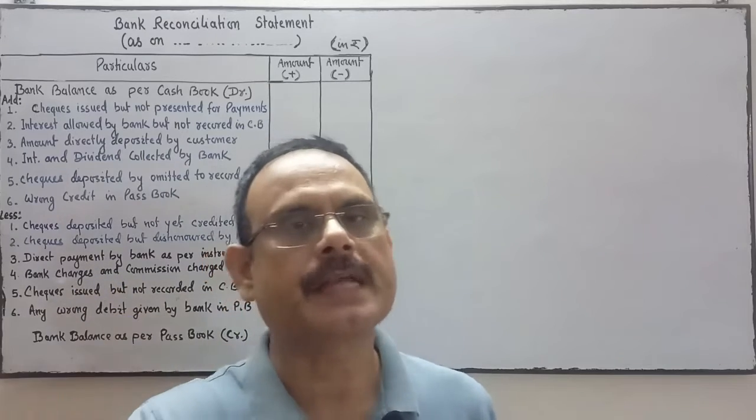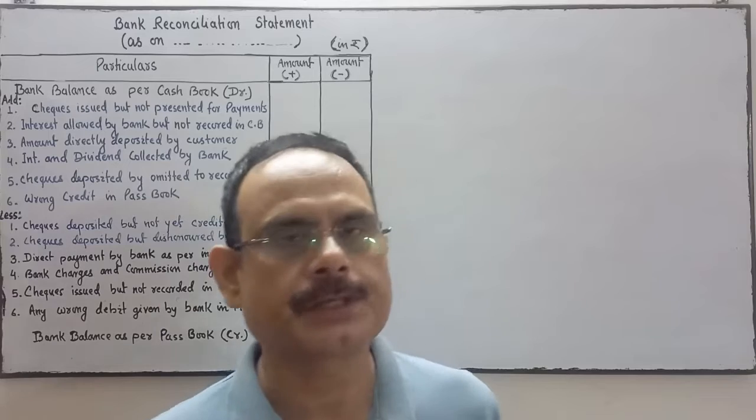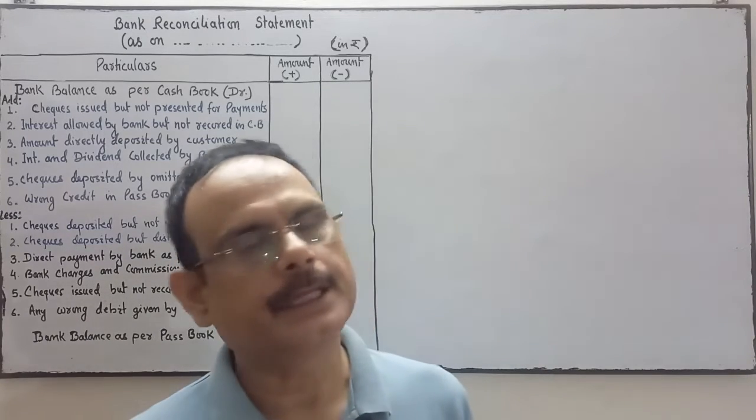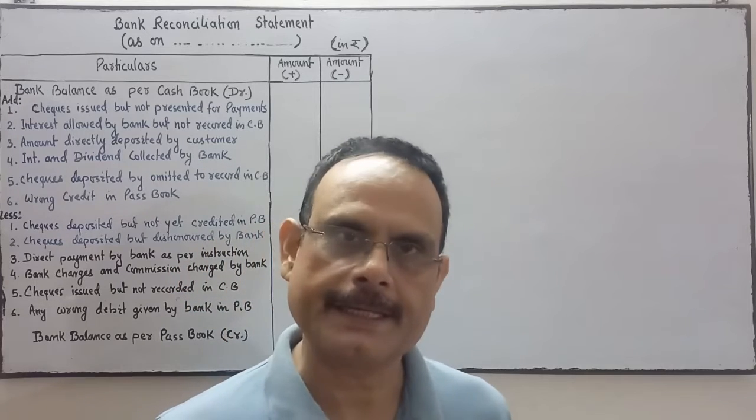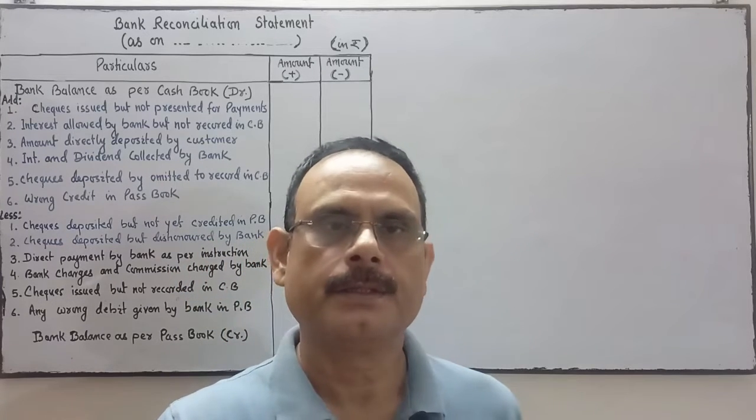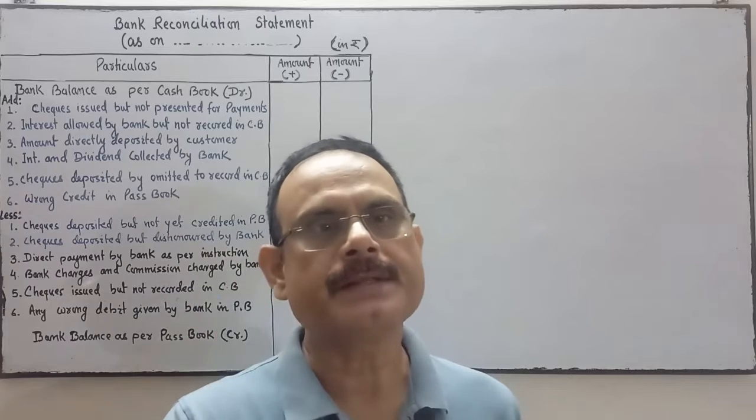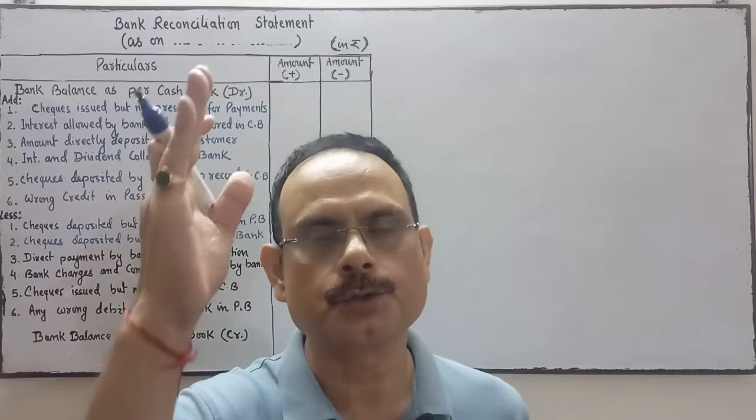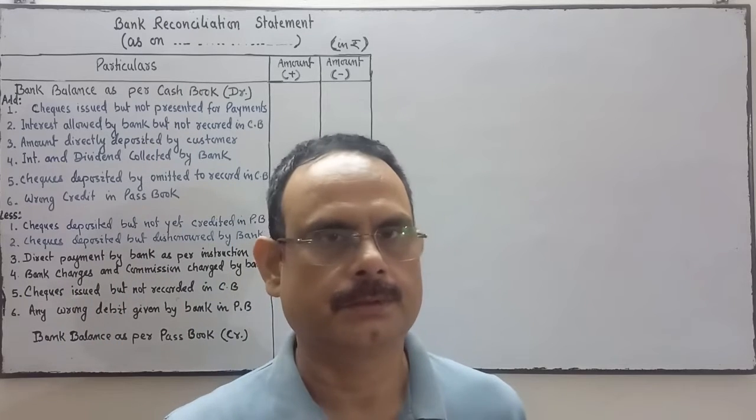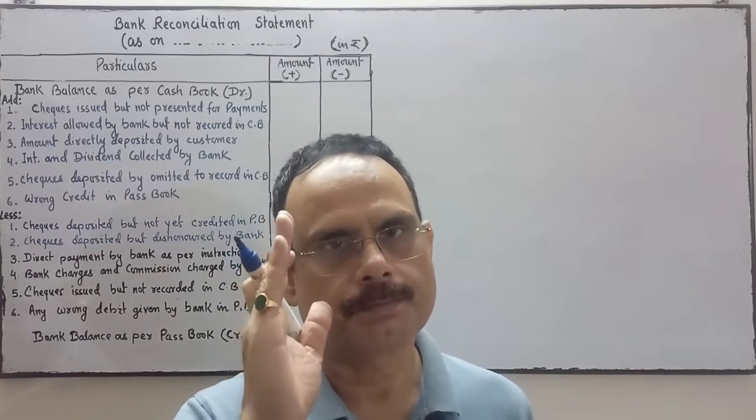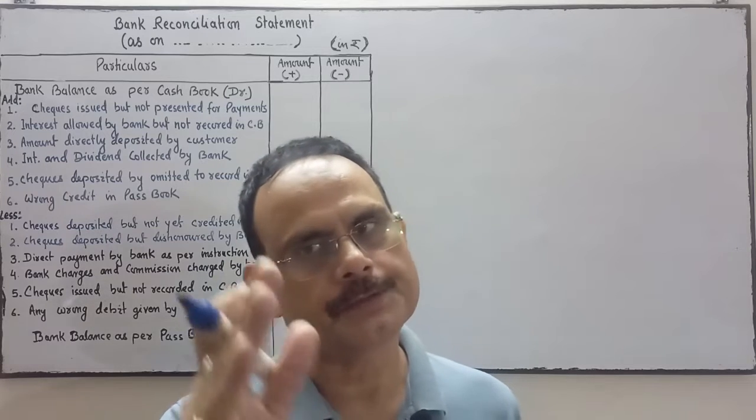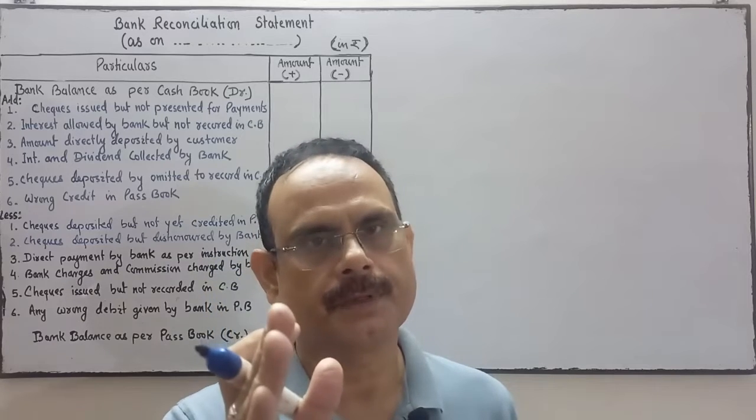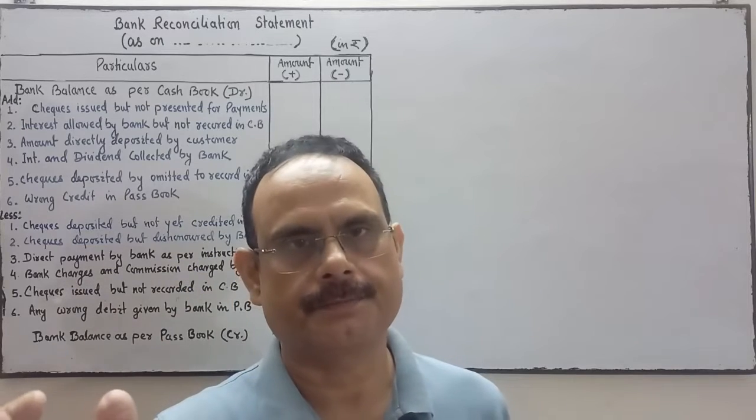If it is 31st January 2020, you write 31st January 2020, or if it is 31st January 2019, then you write 31st January 2019. Then draw a format. The left hand side will be the particulars, and on the right hand side you draw two columns for the amount. The first column is for positive and the second column is for negative values.